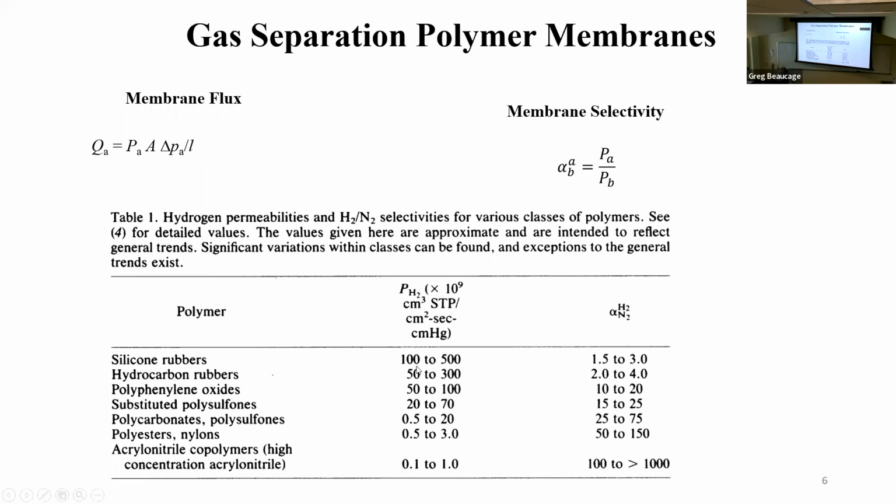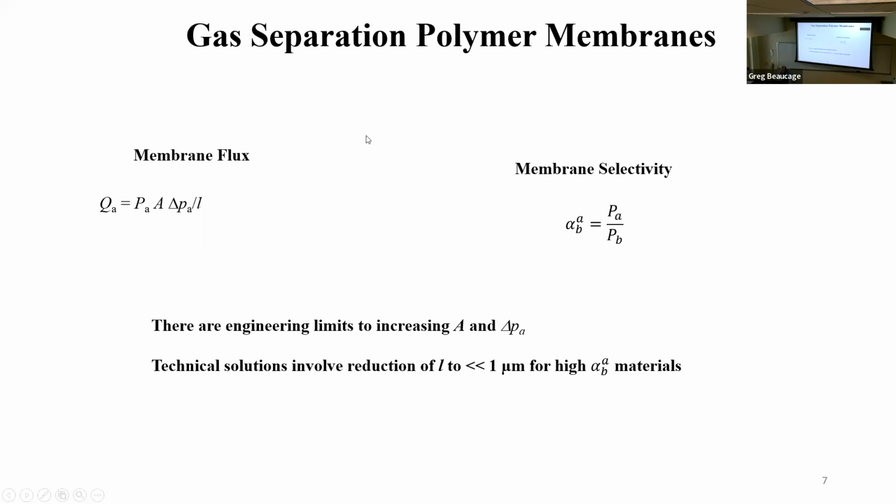This just shows that the flux for rubbers is really high, but the selectivity for rubbers is really low. And then the flux for something like acrylonitrile is really low, but the selectivity is huge. Right, so you kind of lose out on anything that you pick here. So you have to use these engineering properties to try to solve that problem. That's the general idea of this.